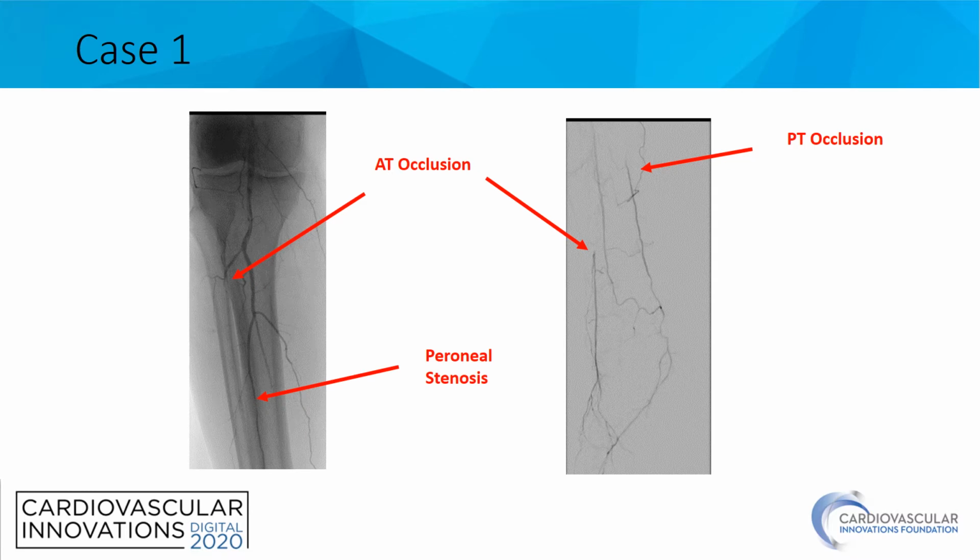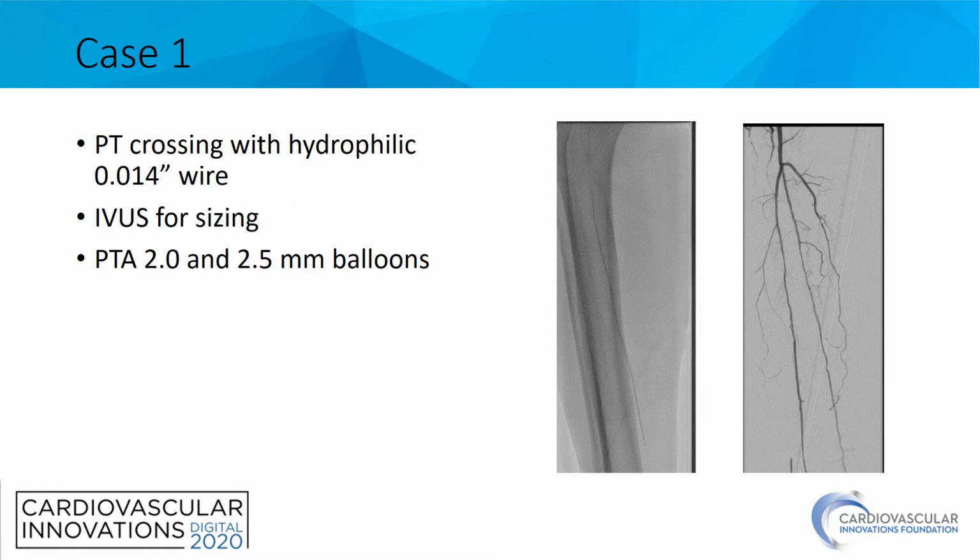This is us looking at his right leg, and you can see that basically all of his tibials were bad. He had a proximal anterior tibial occlusion that reconstituted fairly distally, several centimeters above the ankle joint. Additionally, he had a tight peroneal stenosis, as well as an occluded posterior tibial. You see it proximally here, and it also reconstitutes through collaterals, predominantly off the peroneal branch down distally near the ankle joint level.